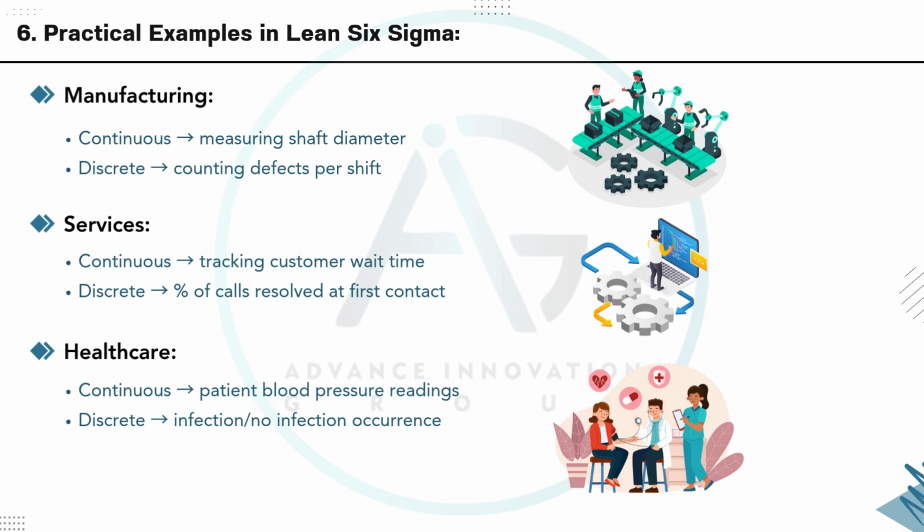And finally, in healthcare. For continuous data, think of patient blood pressure readings. These are measured on a scale and provide detailed information. For discrete data, consider infection versus no infection. It's a yes, no outcome, a perfect example of discrete, categorical data. So, as you can see, both types of data are used in every sector, but selecting the right one helps ensure accurate analysis and effective improvements.